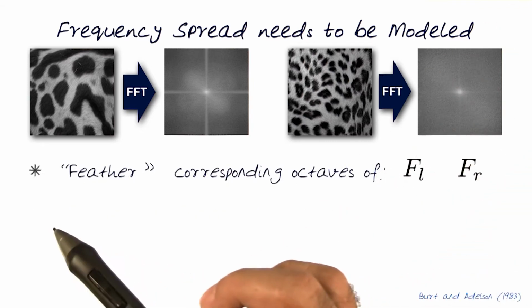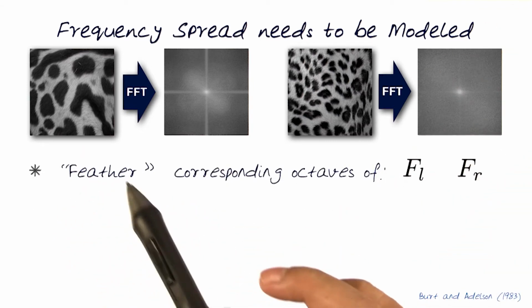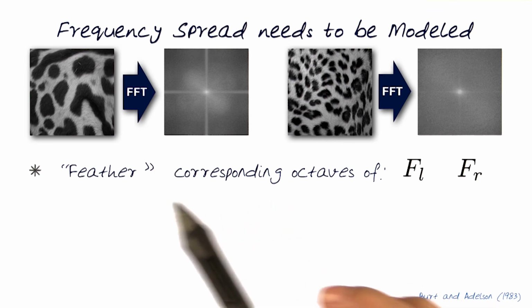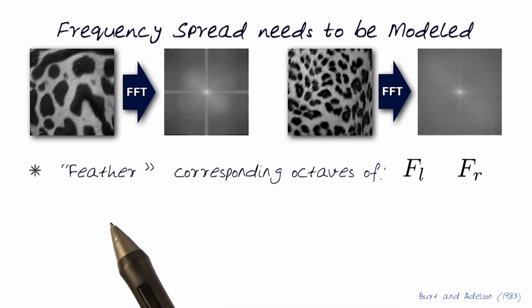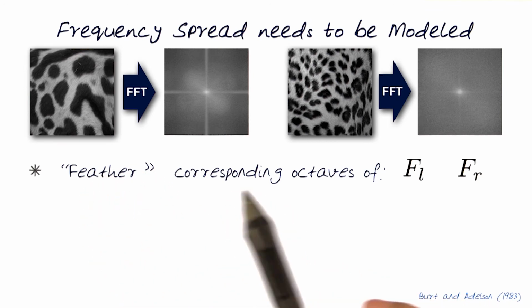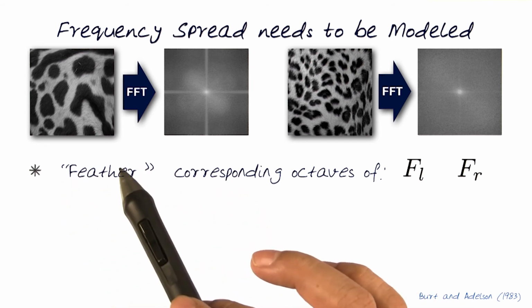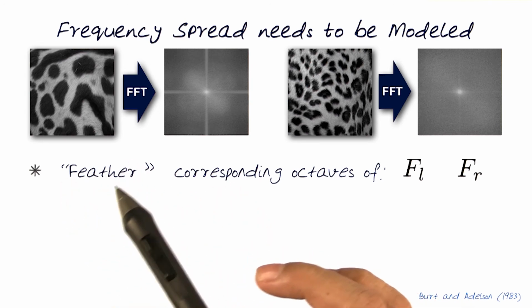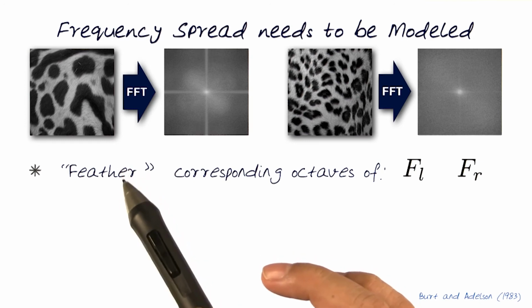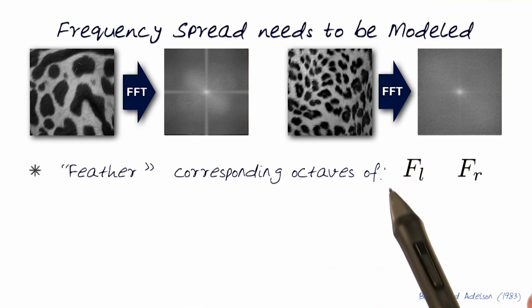Now to help us generate these images, what we can do is feather corresponding octaves. Now I know I haven't covered the concept of feathering. I'll talk about that in just a few seconds. But what we want to be able to do is feather. That basically in essence means we want to merge the right kinds of things from two different images. We want to do this now in the frequency domain.